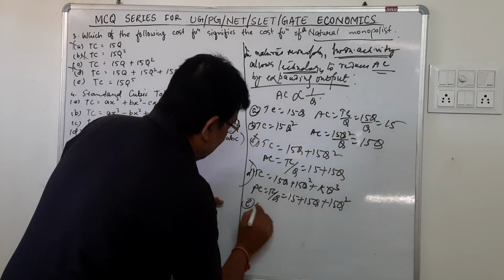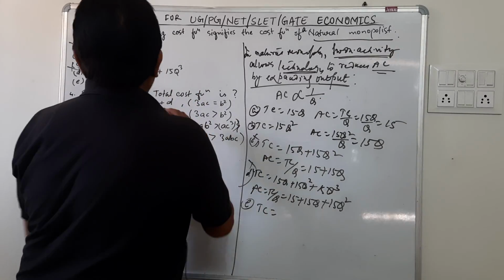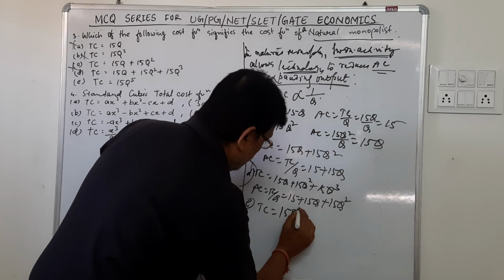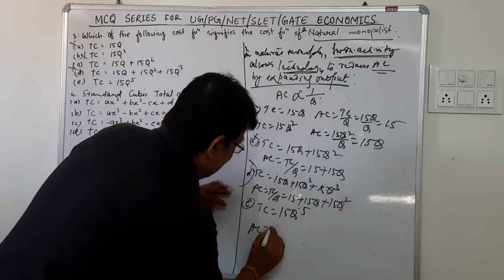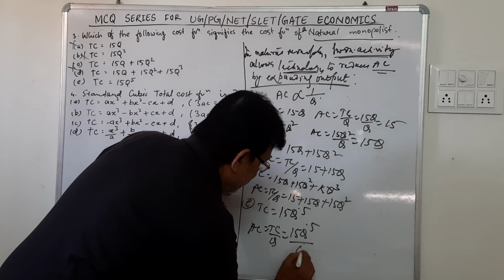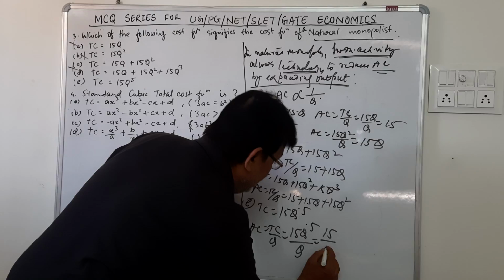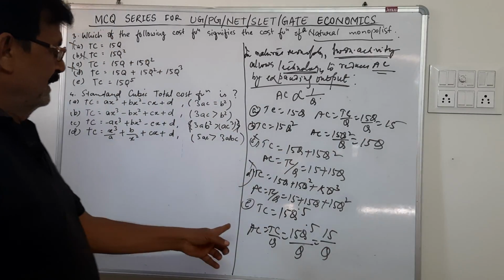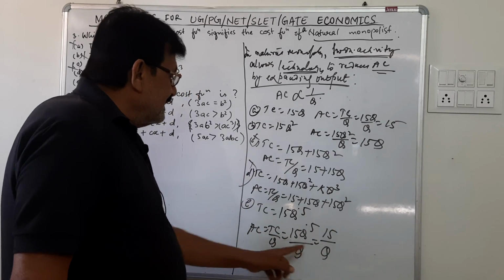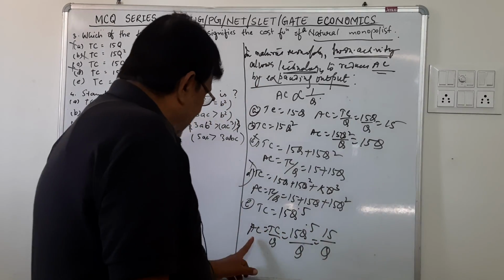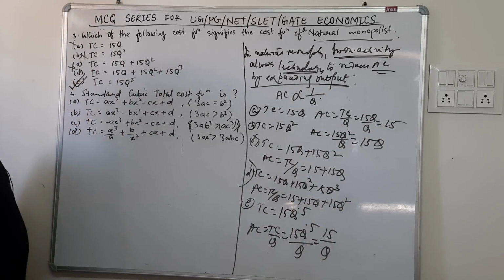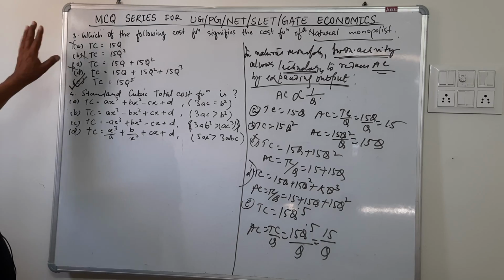And number E, TC is 15 Q to the power 0.5. So AC is TC by Q, 15 Q to the power 0.5 divided by Q, and that is 15 by root Q. Yes. So now for this cost function, average cost and output are inversely related. If output increases, average cost diminishes. So this is the total cost function of a natural monopolist. All above 4 are not.